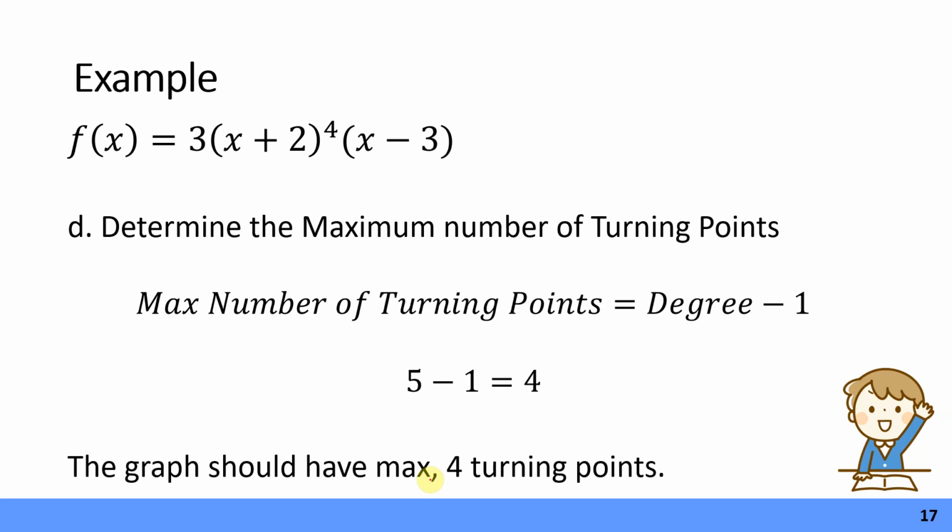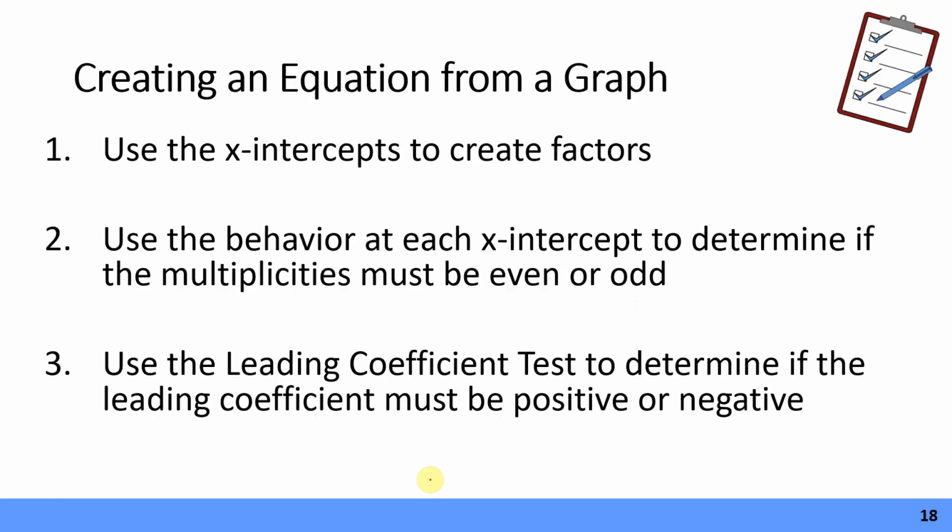Okay, so I just wanted to walk you through the different steps that we've talked about with just a single example. Now, the last thing we're going to be talking about is creating an equation from a graph. There are going to be some problems where you're presented with a graph and you have to come up with an equation. So this is what you're going to do. First, you're going to use the x-intercepts to create factors. So we're going to find all the x-intercepts in the graph and write them down as factors.